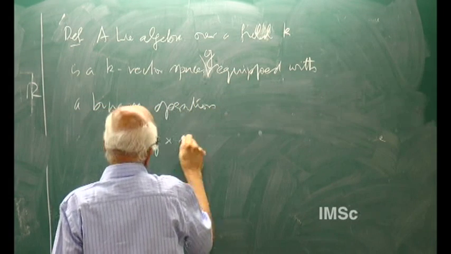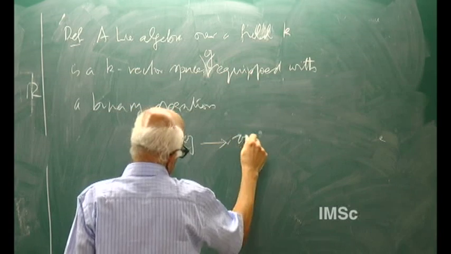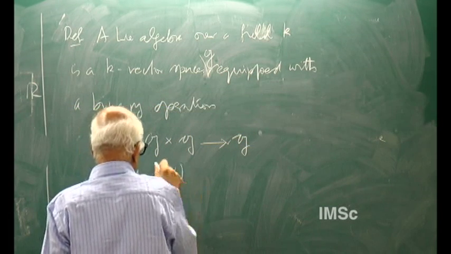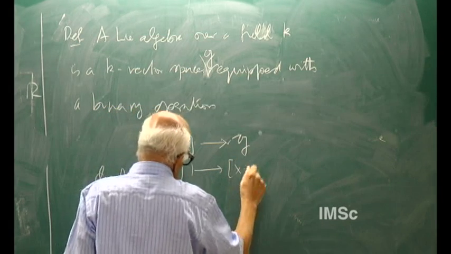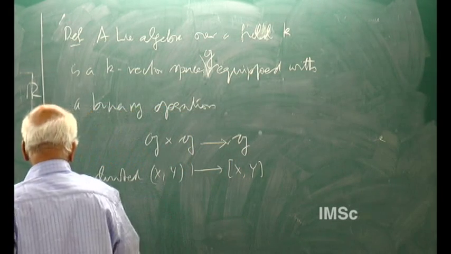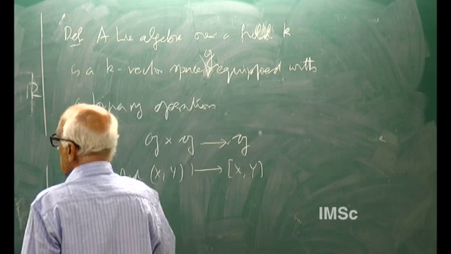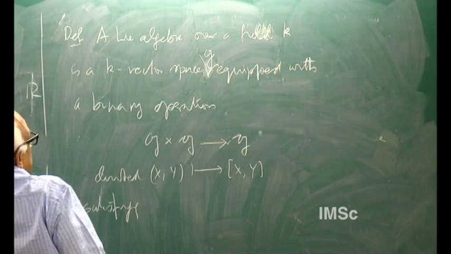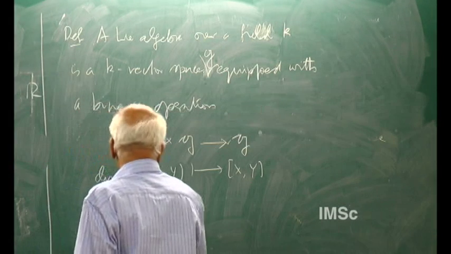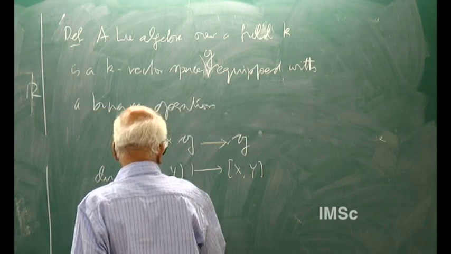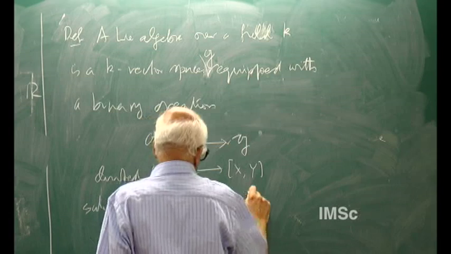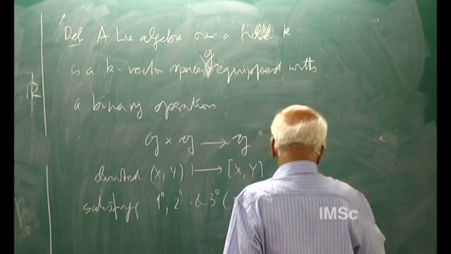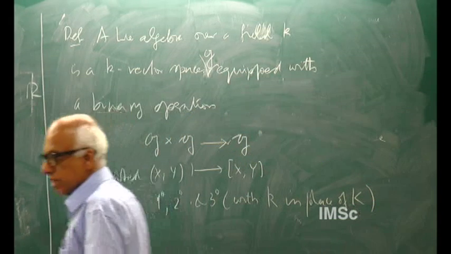A binary operation 𝔤 × 𝔤 to 𝔤, denoted (x, y) going to the bracket [x, y], satisfying the first three equations. Capital K should be replaced with small k, that's all. Equations 1, 2, and 3 with k in place of capital K. That's what a Lie algebra is.